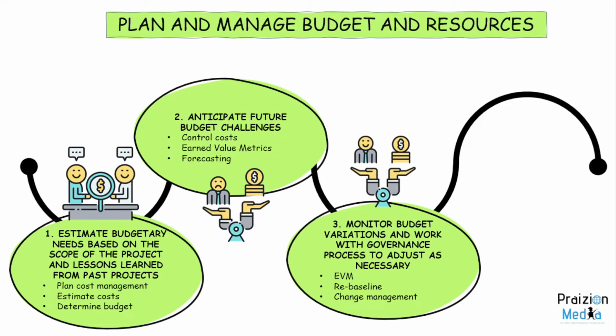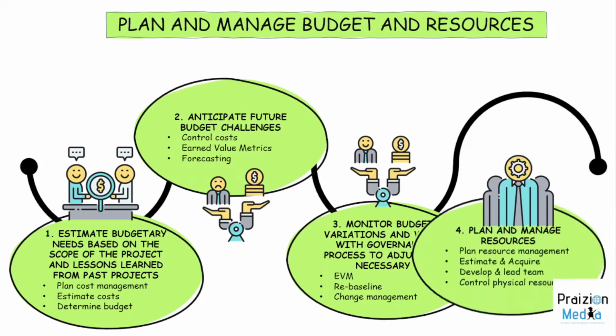Going into the third enabler, monitor budget variations and work with governance process to adjust as necessary. So take a look at your earned value metrics, your earned value management, and then re-baseline based on what you're seeing happening on the project, based on what you are anticipating. That will take you into change management. There has to be change requests, and you need to follow the baselining process.